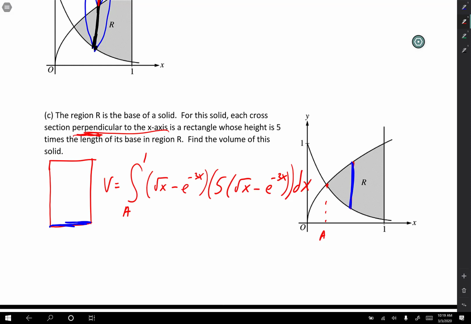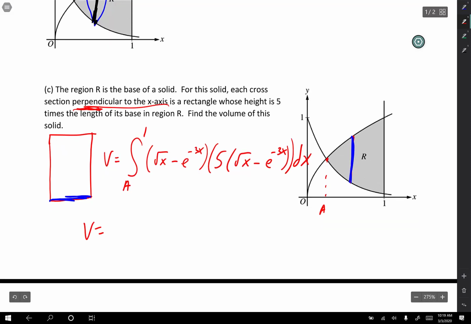Here we go. To make it simple, I'm going to say volume equals, you can put the 5 on the outside or you can leave it on the inside. It does not matter. 5 square root of x minus e to the negative 3x close it squared dx. I would probably put the 5 on the outside. And then I just write what that volume is.